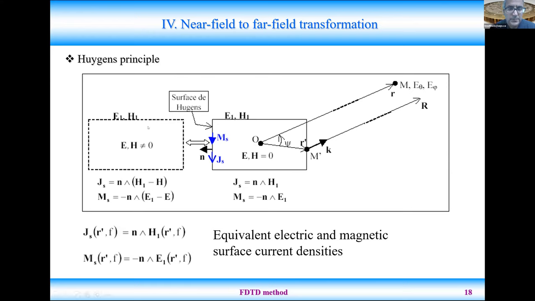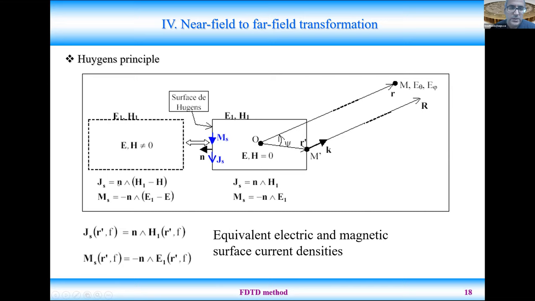So suppose we have this problem where we have electric and magnetic field, and we use a closed surface. This surface is called the Huygens surface. We say that this problem is equivalent to this problem where we have no electric and magnetic field inside, but we have electric current density and magnetic current density, so JS and MS. So these two problems are equivalent based on Huygens' principle.